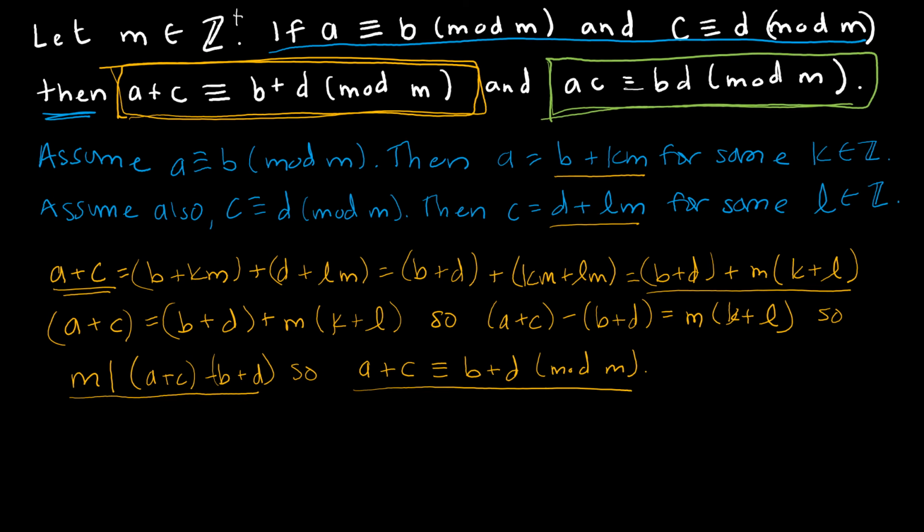So now let's do the exact same thing. I have AC. A times C is congruent to B times D mod M, so I have to take A times C. And A times C would be, by substitution, B plus KM times D plus LM.